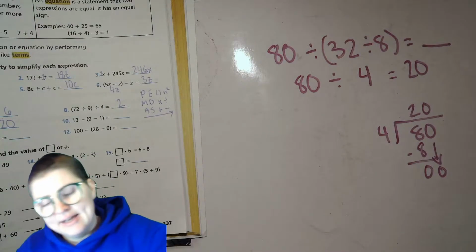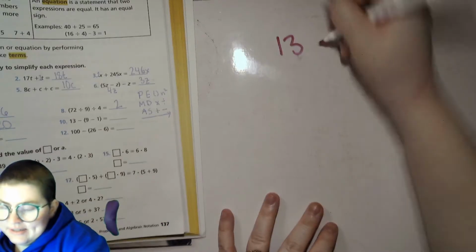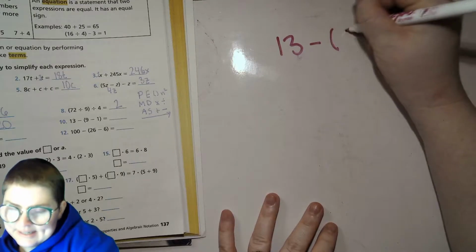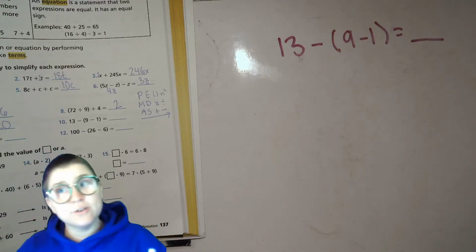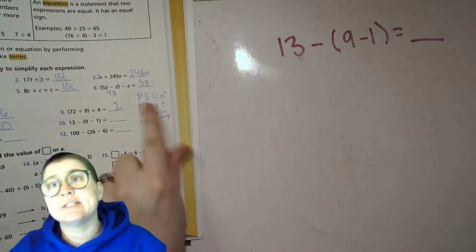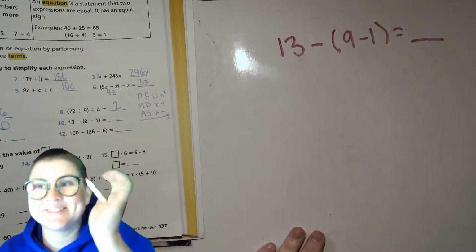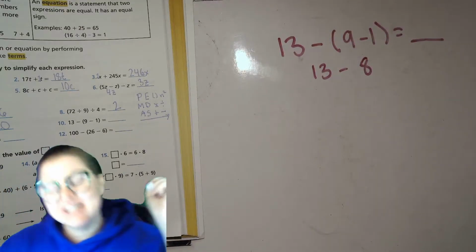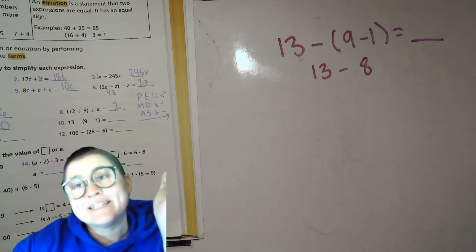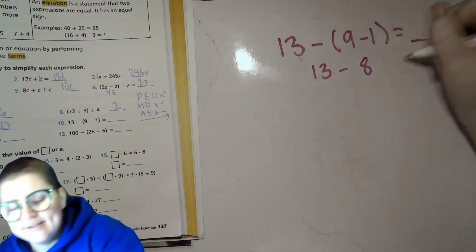Okay, next one, here we go. 13 minus parentheses 9 minus 1, close parentheses, equals something. What do we do first? Order of operations says parentheses, so we do what's inside the parentheses. What is 9 minus 1? It's 8. Spoiler alert. Okay, now we have 13 minus 8. Do you know what that is? You could count on or something. It's 5.